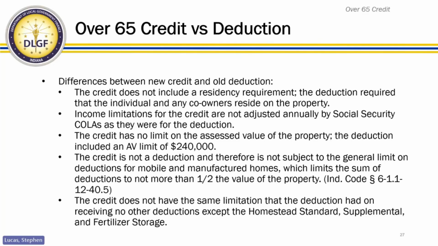Another change that we've received several questions on is what limitations, if any, apply to the over 65 credit that apply to the deduction. With the over 65 deduction, there was a limit in that statute that said that deduction couldn't be combined essentially with any other deductions except the homestead standard, the homestead supplemental, and the fertilizer storage deductions. The credit does not have that same limitation. There's no statutory limit on what this credit can be combined with, similar to the over 65 deduction. So I know folks had that in their minds a lot, and we've had several questions on that, but that limit was not carried over to the new credit.